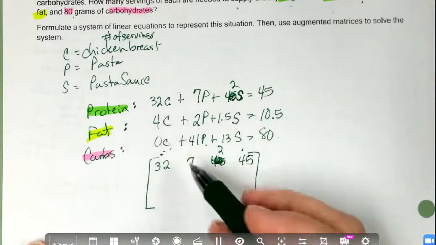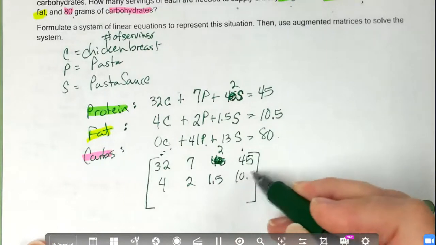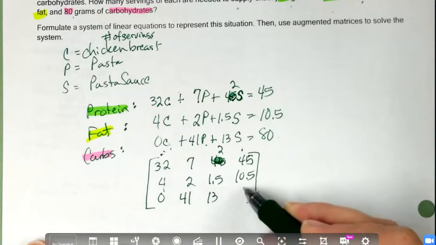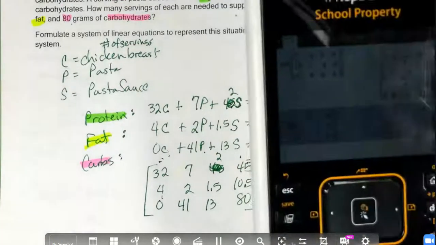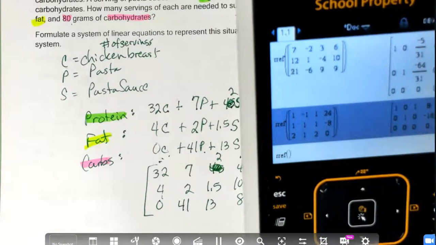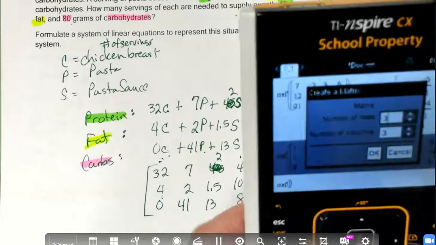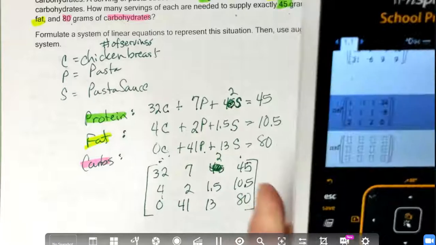Our equation for fats, it's 4, 2, 1.5, and then 10.5. And then we have 0 for our carbs, 41, 13, and 80. Okay, does everything look right? Did we do it right? Now we are ready to put it into our calculator. So menu, 7 for matrix, 5 for reduced row. We get RREF, click our button, enter. 3 is correct, change it to 4, tab to OK, hit enter.